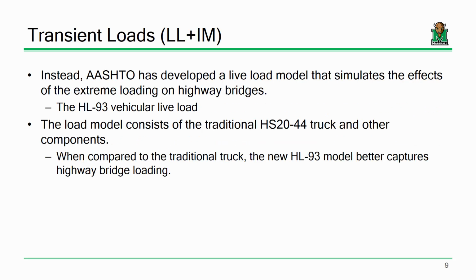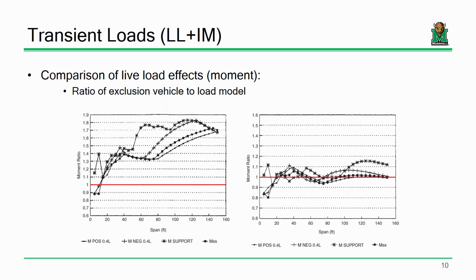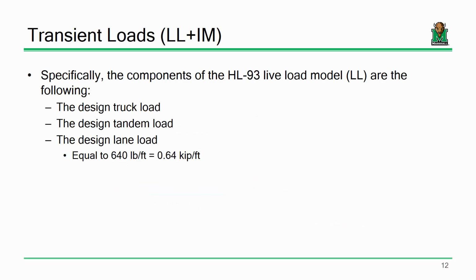And AASHTO represents vehicular loadings in the United States with the HL93 live load model. We used to use the HS20, which was a spec developed back in the 1940s, specifically 1944. Fast forward a few decades and you find that the HS20 just isn't predicting live load the way that it should. The red line is a moment ratio. In other words, what load are we using versus what load we're actually getting. And you can see before the HL93, the loads were way higher. Now they're pretty well even, and the same story with shear.